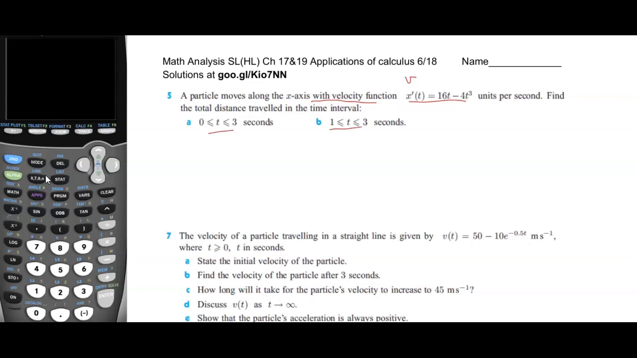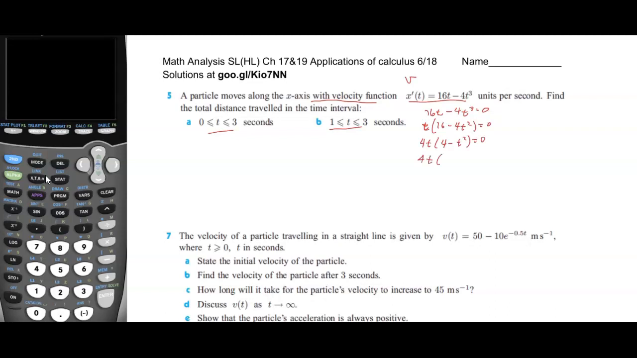Okay, so first thing we need to do is make a sign diagram for the velocity function so that we can see if their direction changes. The way we do that is we set it equal to 0. So 16t minus 4t cubed equals 0. Factor out t: t times (16 minus 4t squared) equals 0. Oh, we should factor out a 4 also: 4t times (4 minus t squared) equals 0. Now it's easy to factor.